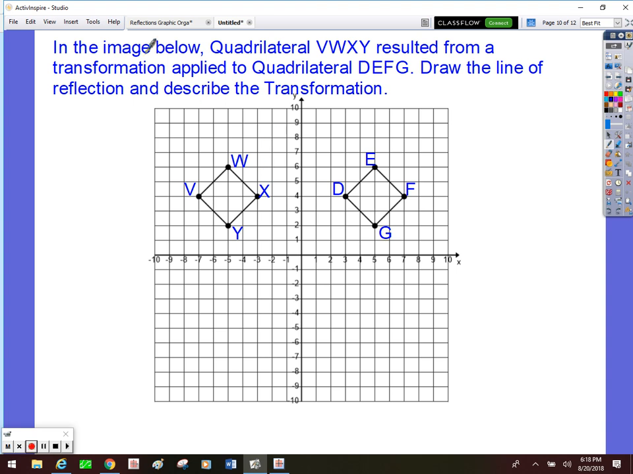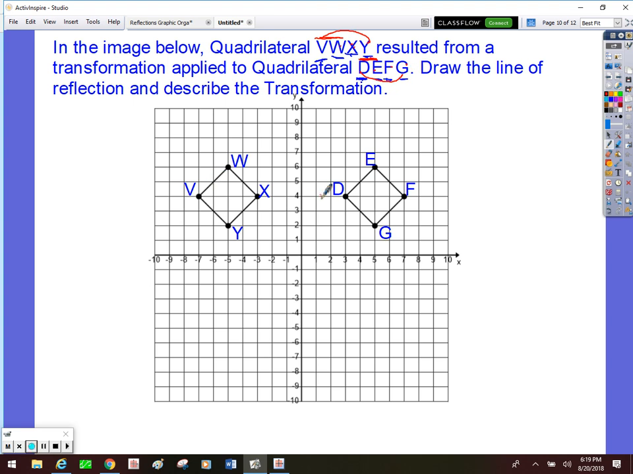Sometimes they will tell you in the image below, quadrilateral VWXY resulted from a transformation applied to quadrilateral DEFG. What it wants me to do is to draw the line of reflection and describe the transformation. Well, remember, first off, before we do anything, go back and remember V goes with D, W is with E, X is with F, Y is with G. Okay? And then side lengths, segment VW is congruent to DE. Okay? WX goes with EF, and XY goes with FG. And then finally on the outside, VY is the same as DG.